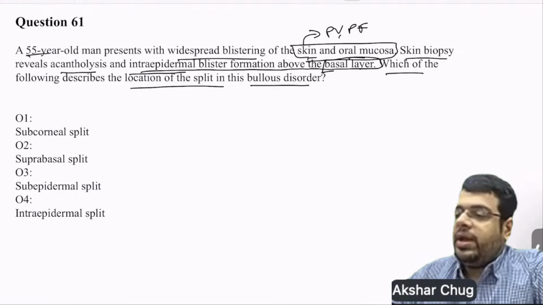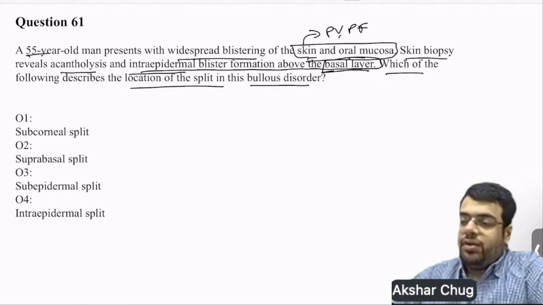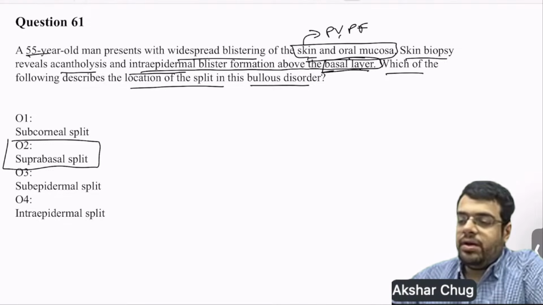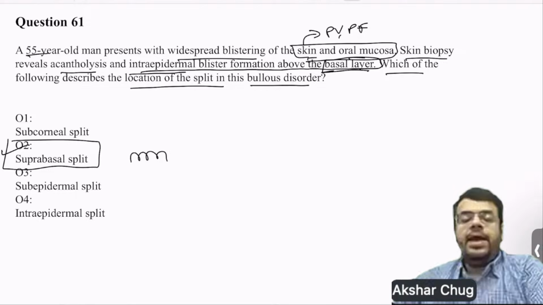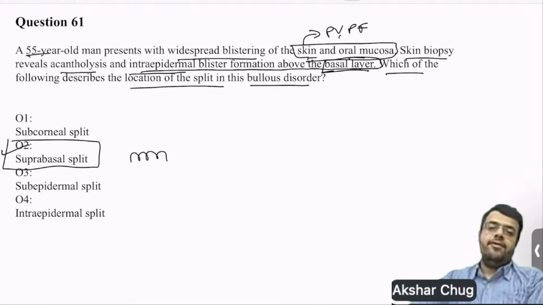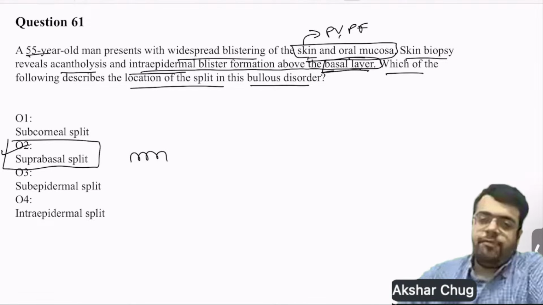So again, above the basal layer, which in itself has given the answer that it would be a suprabasal split, and we will see a row of tombstones appearance. And on direct immunofluorescence, we will see a fishnet pattern in case of pemphigus vulgaris.